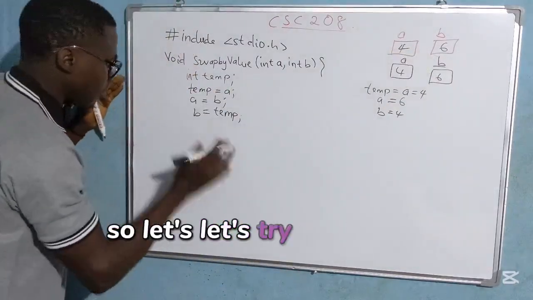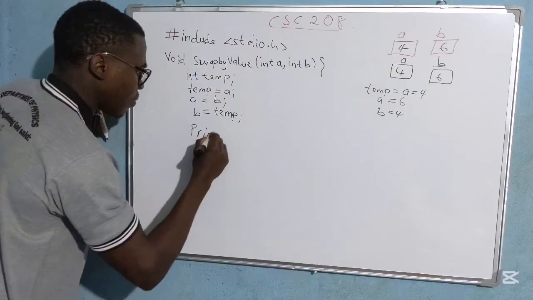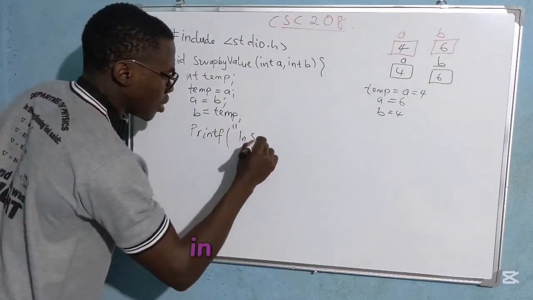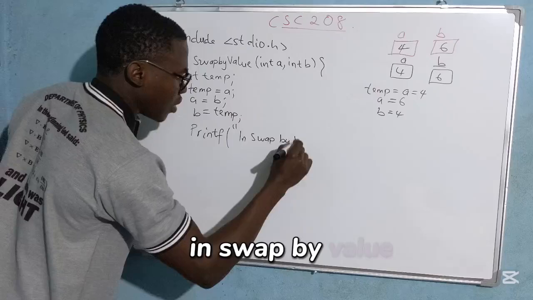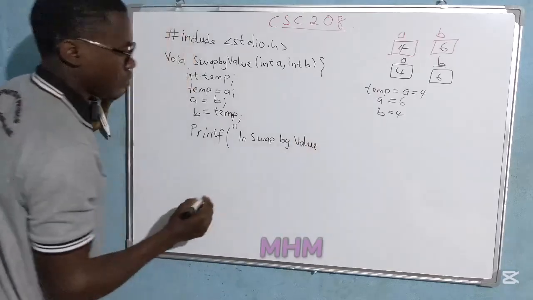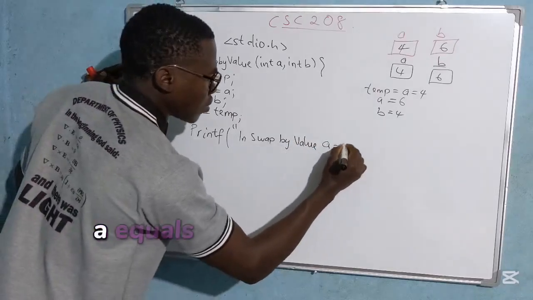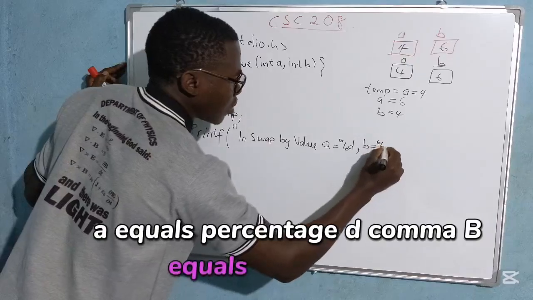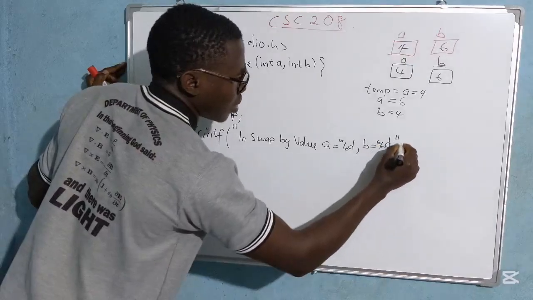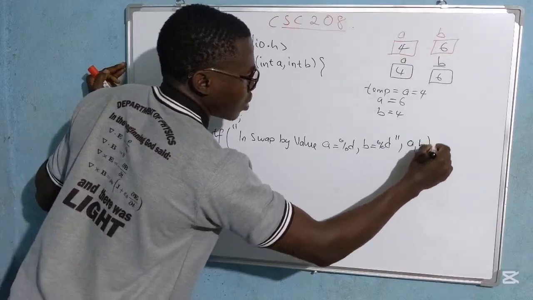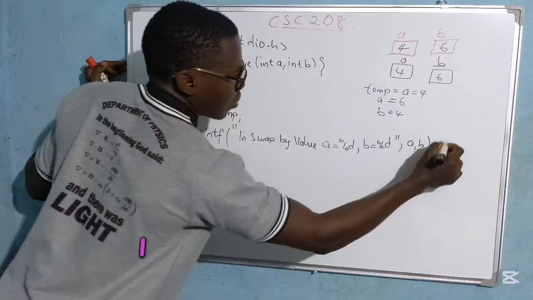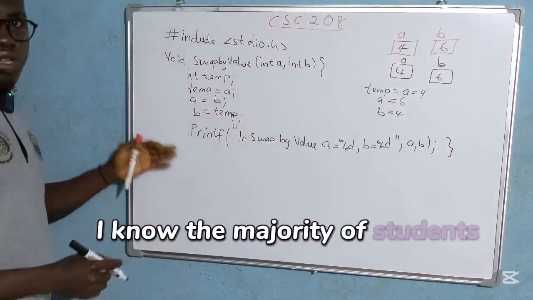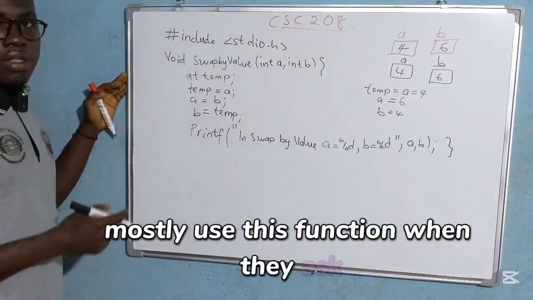So let's try and print something. Printf in swap by value, A equals to %d, comma, B equals to %d, comma, A, comma, B. I will close it here. Okay, so that's it. This is the first function. I know the majority of students mostly use this function when they are asked to swap.